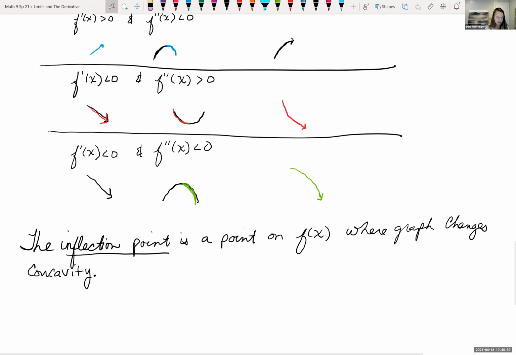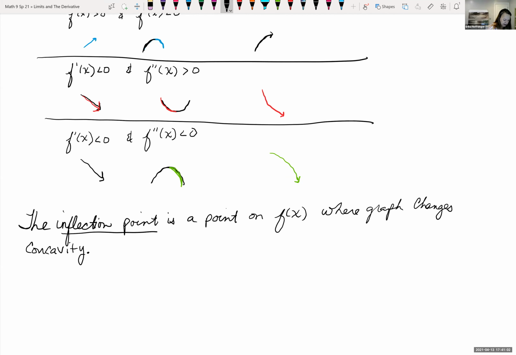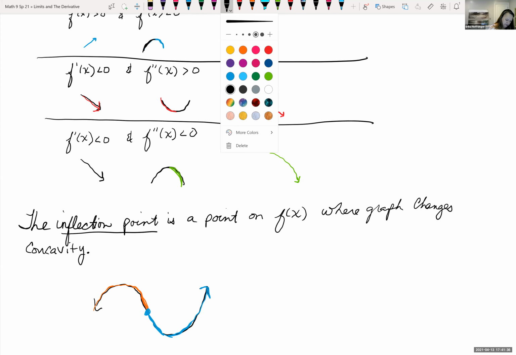Okay, so let me just show you what that could look like. So here's something that's concave down, and now I'm going to change it so it's concave up. So that first piece is concave down, and then it's going to change direction in here. So in here, it's changing to concave up. So that point where it's changing is the inflection point.